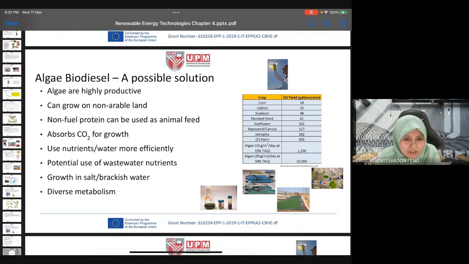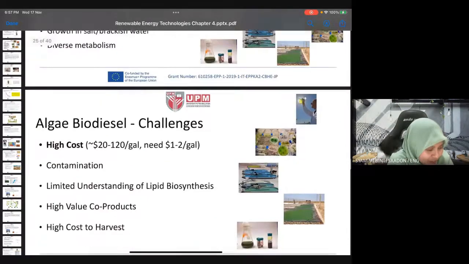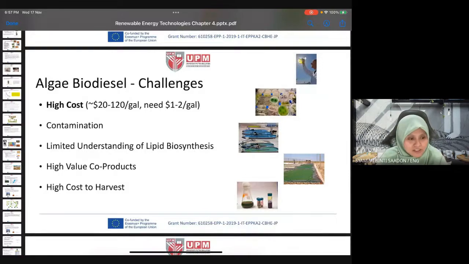So these are the benefits of using algae as a biodiesel. It is highly productive and can grow on non-arable land, because it can grow in water. It absorbs carbon dioxide for growth, so it is good for the ecosystem of this earth. Diverse metabolism, etc.